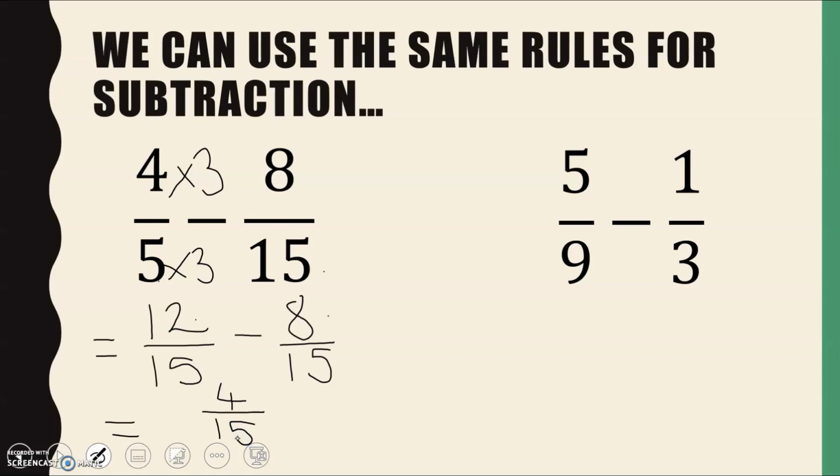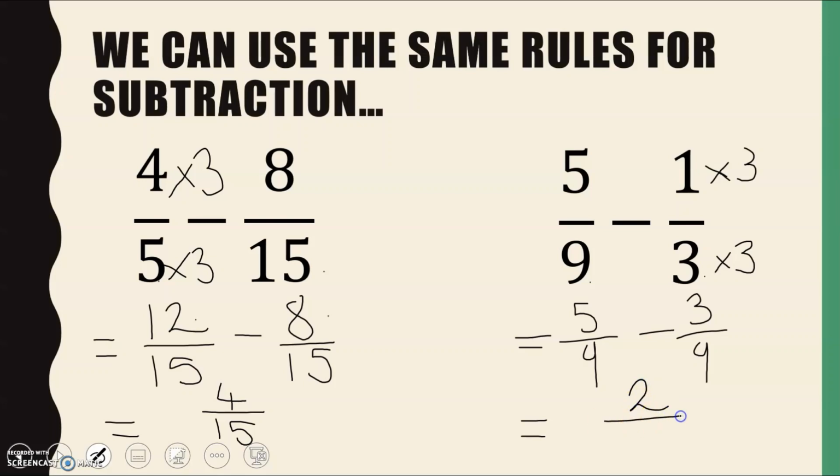For our second one then, 9 and 3, well they can match by turning my 3 into a 9. 9 is worth 3 lots of 3, so I can times by 3, and times by 3 on the top. So 5 ninths stays as it is. And we are going to take away 3 ninths. 5 take away 3 is 2. And 9 stays as it is on the bottom.